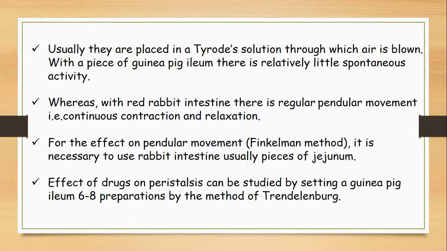For the effect on pendular movement, which is the Finkelman method, it is necessary to use rabbit intestine, usually pieces of jejunum. Effect of drugs on the peristalsis can be studied by setting up a Guinea pig ileum preparation by the method of Trendelenburg.